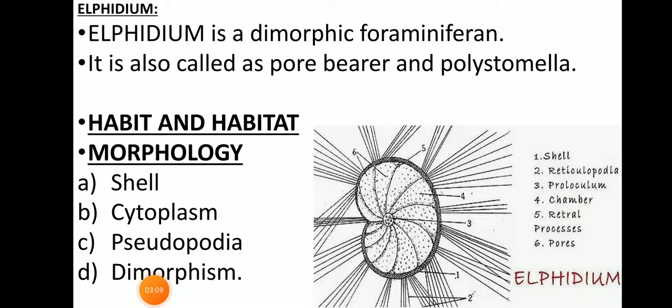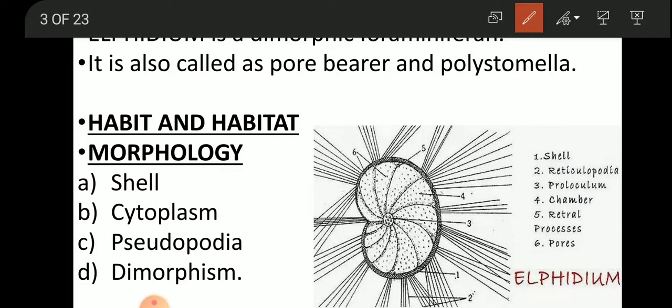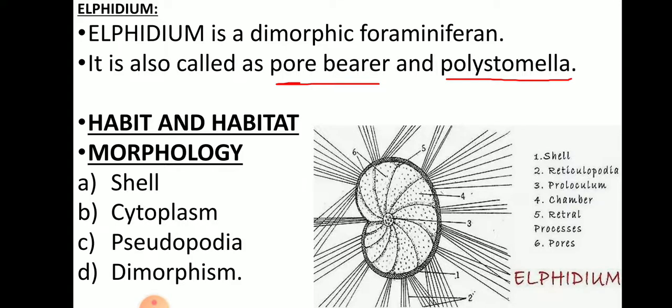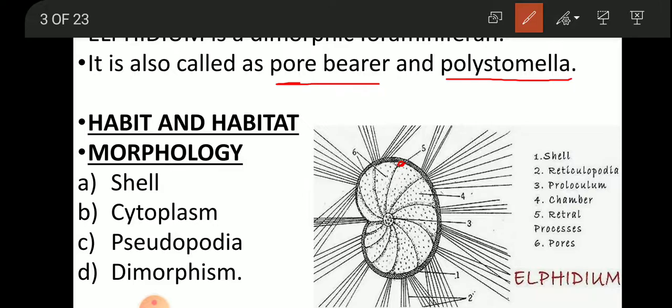You can see over here, it is called foraminiferin. It is also called pore bearer or polystomella. What is meant by pore bearer? That it bears pores. Where does it bear pores? I'll show you. In the diagram, it has a shell, the outer shell, and in the outer shell it bears pores. These are the pores over the entire shell of Elphidium, equally distributed. Whatever these red ones are, these are the pores.